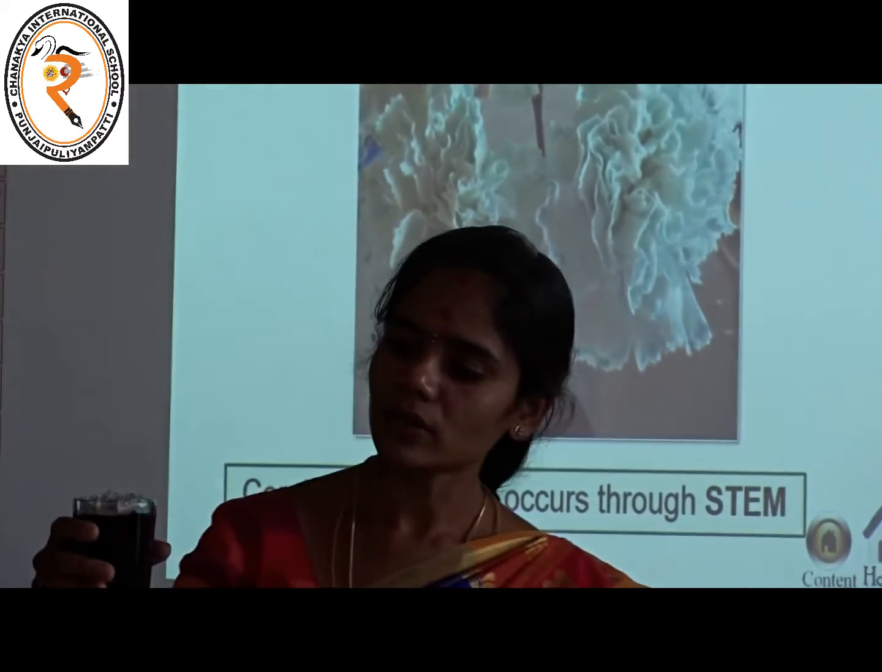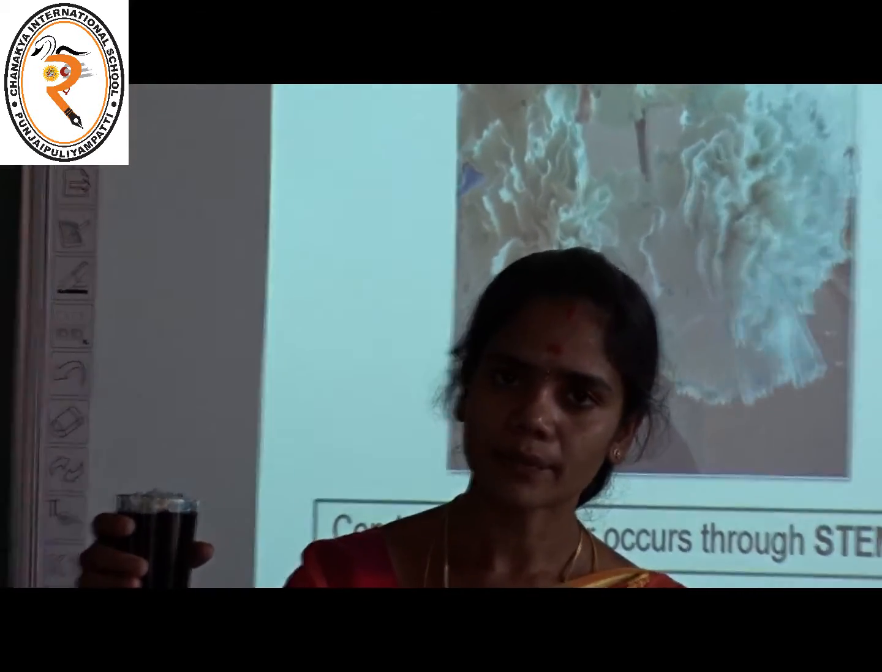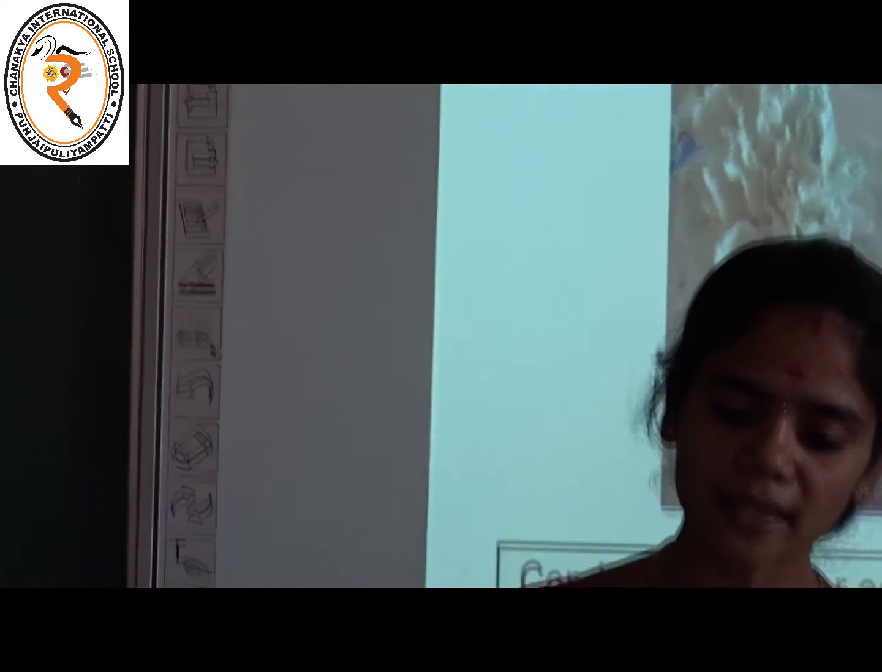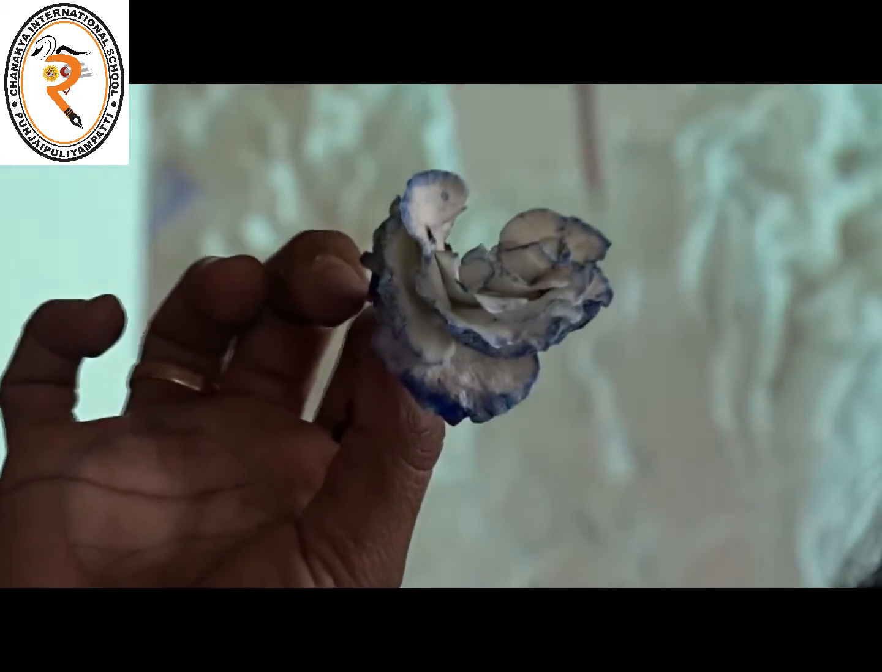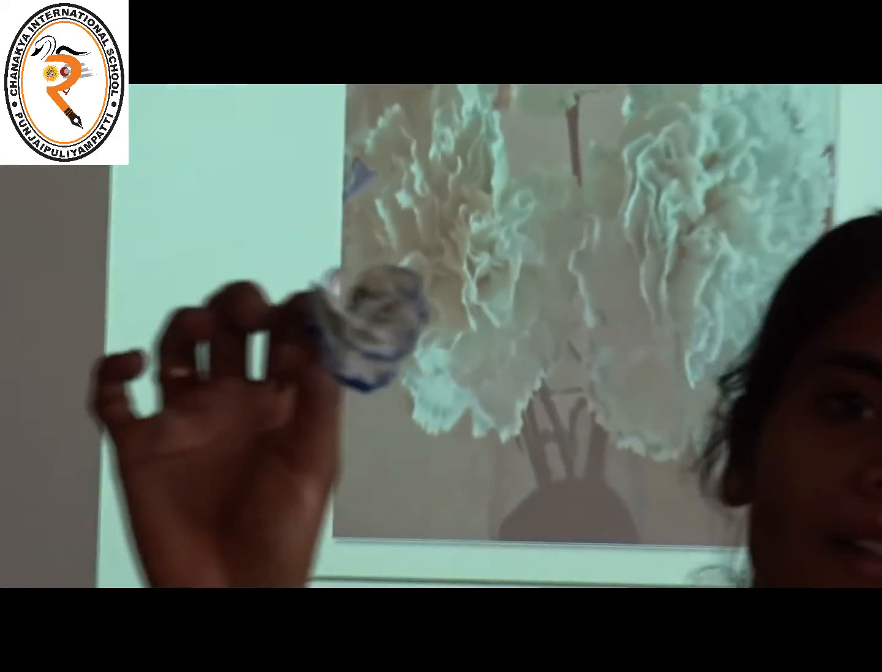You have to leave this setup for 5 to 6 hours. After that we can see the observation. What will happen? Look at the flower, children. The white flower becomes blue in color because we are using blue ink solution. So the color of the flower becomes blue.